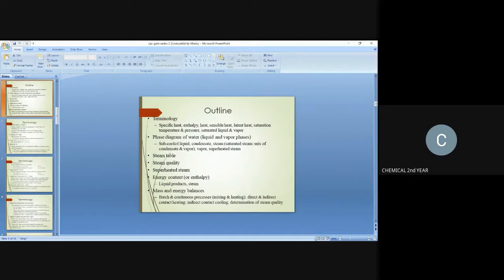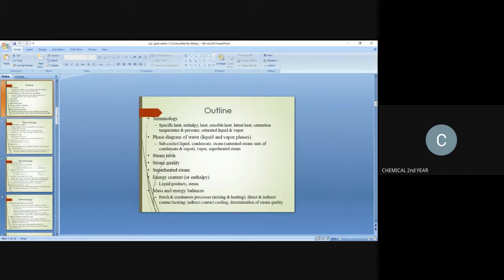Next, phase diagram of water, that is liquid and vapor phases, which includes subcooled liquid, condensate, and steam. Steam is a mixture of condensate and vapor. Next, vapor and superheated steam. Next, steam table, steam quality, superheated steam, energy content, also known as enthalpy, which includes liquid products and steam.